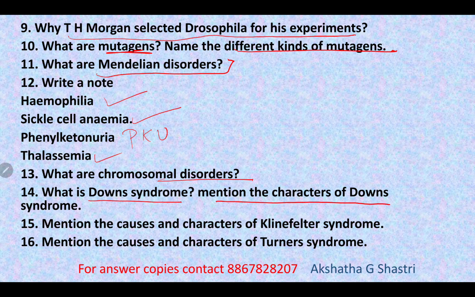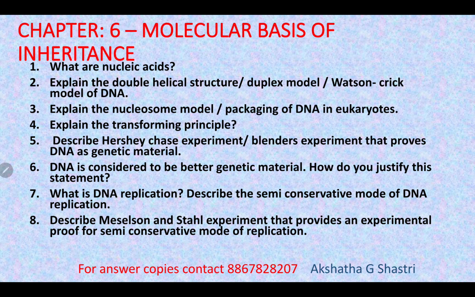Mention the characters of Down syndrome, or they may also ask about the chromosomal complement. Mention the causes and characters of Klinefelter syndrome, as well as mention the causes and characters of Turner syndrome, they may ask. Let's go for the 6th chapter. This is also a very important chapter, molecular basis of inheritance. In this, what are nucleic acids? Explain the double helical structure, duplex model or Watson and Crick model of DNA.